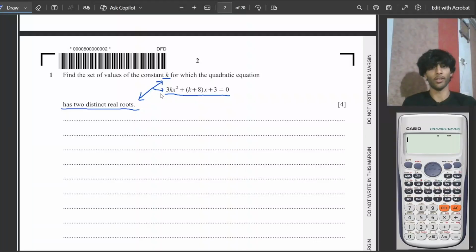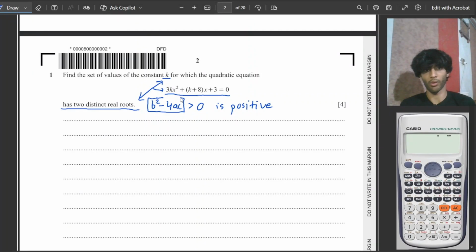Now, how do you use all of these pieces? The last part of this statement, has two distinct real roots, basically tells you that b squared minus 4ac, or the discriminant of this quadratic equation, is greater than 0, or in other words, is positive. The discriminant of a quadratic equation is b squared minus 4ac, and this part has to be positive. That's what it means to have two distinct real roots.